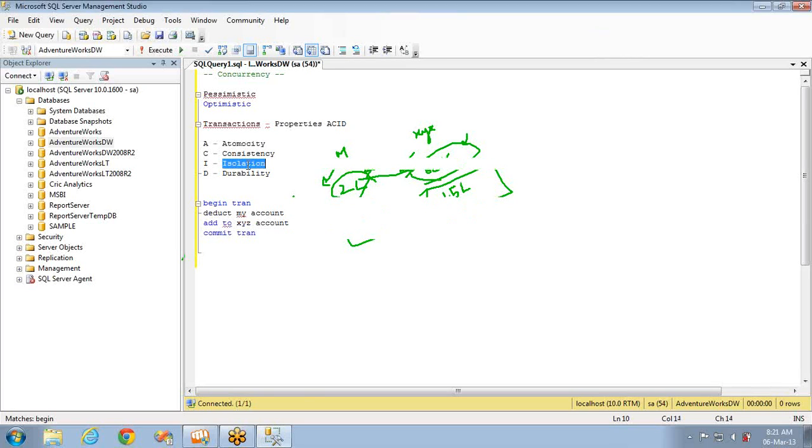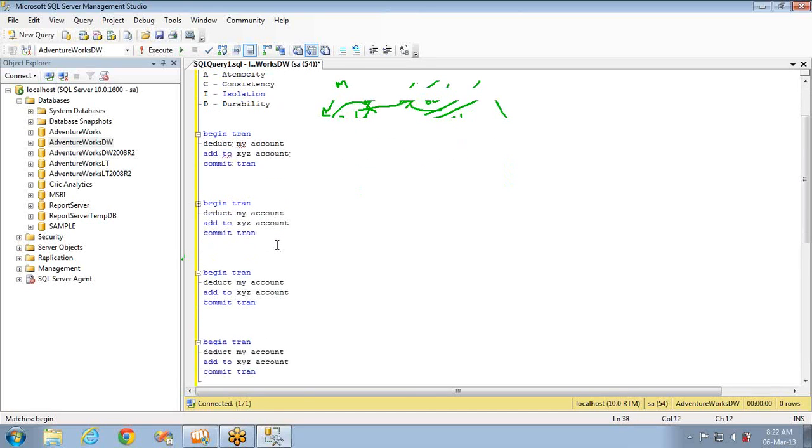Now let's see the third one, isolation. It's a pretty straightforward one. Isolation means you are isolated, you are single. So when two transactions are running, say this is one transaction that is running, and another transaction that is running, isolation will make sure that the intermediate state of a particular transaction is invisible to the other transaction. That means if it is going through some changes to the data, this will not be visible to the other guys.